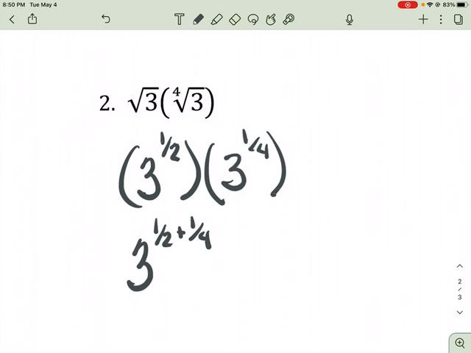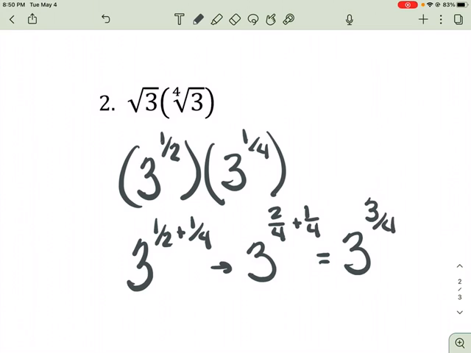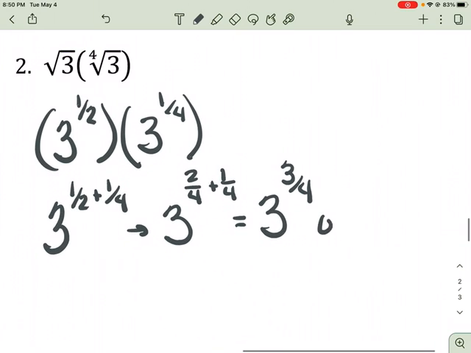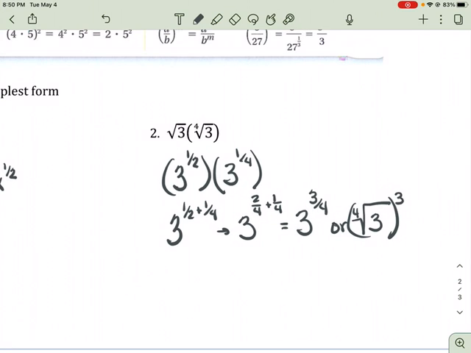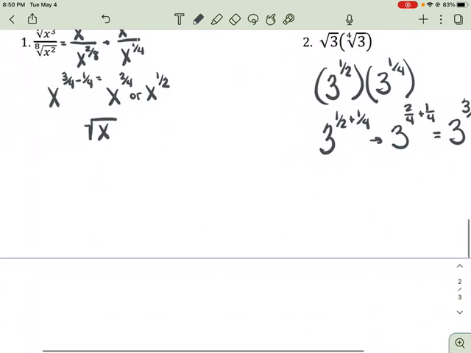Well, that's not going to do me any good. I don't have a common denominator. So let's take care of that. So 3 to the 2/4 plus 1/4 is equal to 3 to the 3/4, or the fourth root of 3 cubed. Okay. Let's try another one.